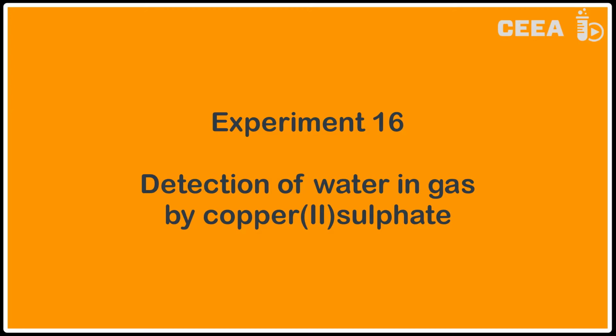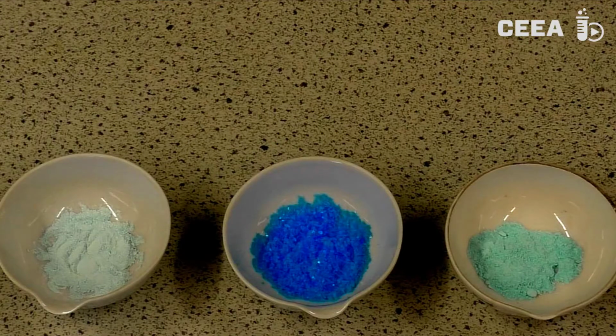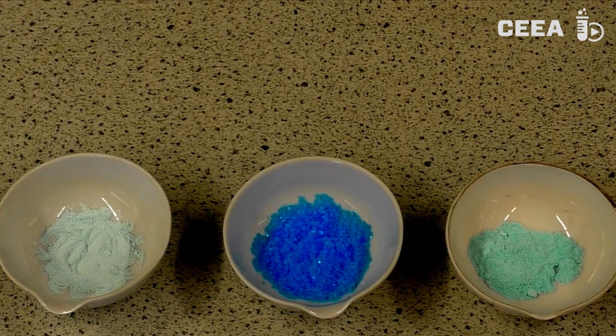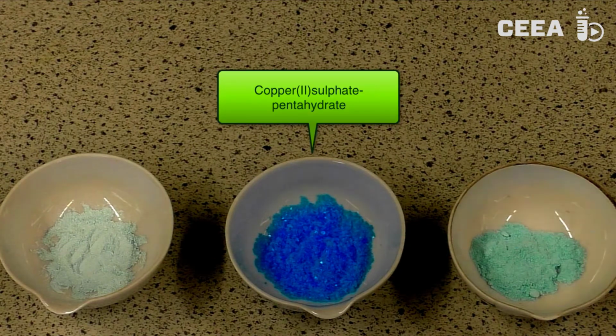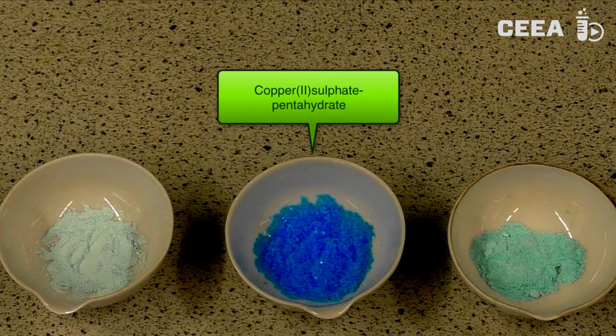Experiment 16. In this experiment we use copper sulphate to detect the presence of water in a gas flow. At first we see here 3 different samples of copper sulphate. The sample in the middle consists of large, faceted bright blue crystals. This is copper sulphate pentahydrate, as crystallized from a solution.